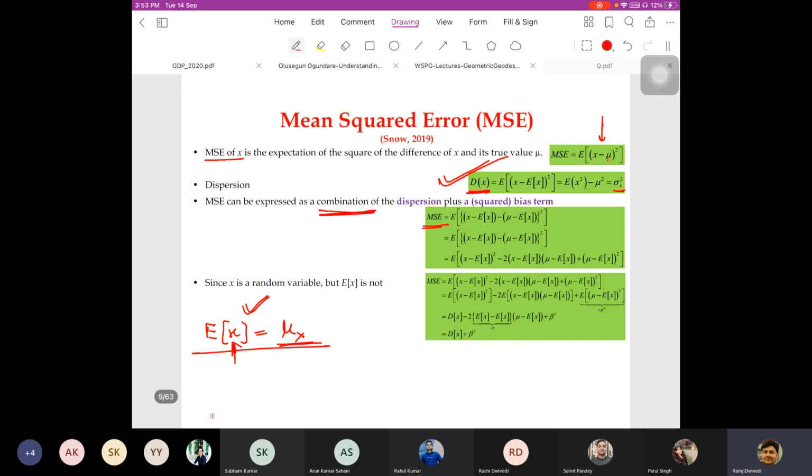When you write it, you could follow that the expectation would be (x minus E(x)) square minus 2(x minus E(x))(mu minus E(x)) plus (mu minus E(x)) square. If you open it up, it will become this one. There is no rocket science in that. It is just a way of recombining different terms. The derivation is just to give you a little comfort. Otherwise, you can quickly move ahead if you understand how to write the mean squared error and dispersion. Since x is a random variable, but the expectation of x is not.